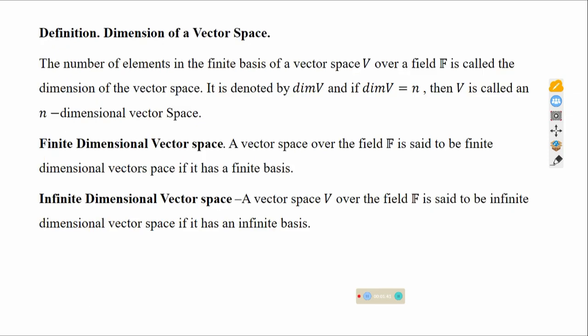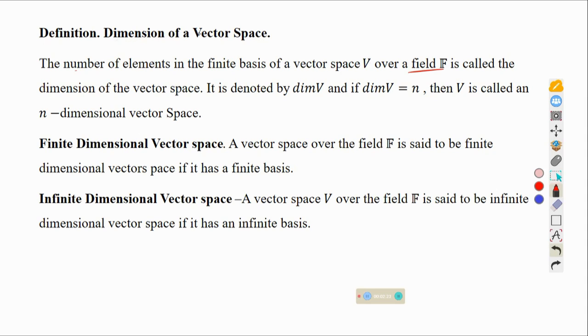Now, let us talk about dimension of a vector space. We shall be defining the dimension of a vector space basically by looking at the number of elements in the basis of a vector space. We shall say that the number of elements in the finite basis of a vector space V over a given field F is called the dimension of the vector space. So if we want to know the dimension of a vector space, we look at how many elements are within the basis of a vector space.